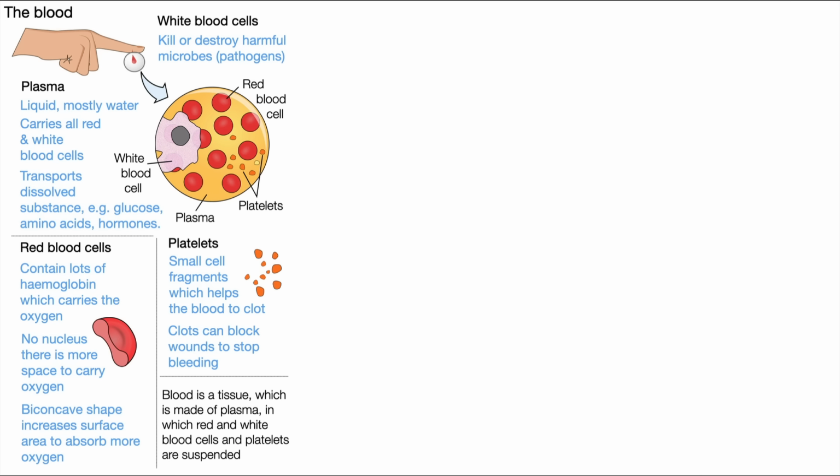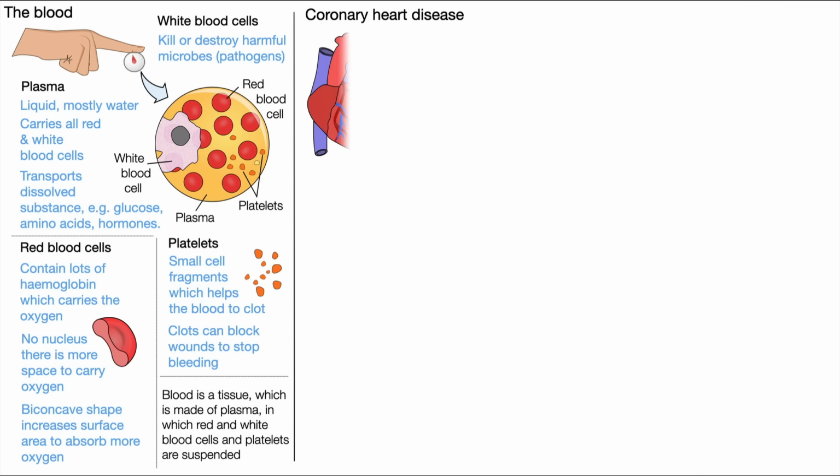Finally, important to remember that blood is called a tissue, or is thought of as a tissue, and it's made of plasma in which red and white blood cells and platelets are suspended. Let's have a look at coronary heart disease as the next part of this unit.